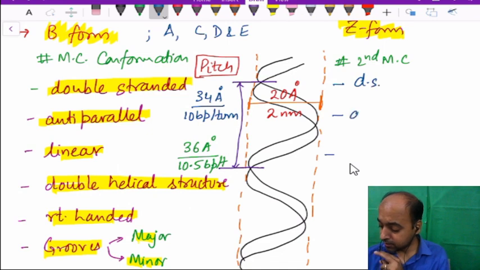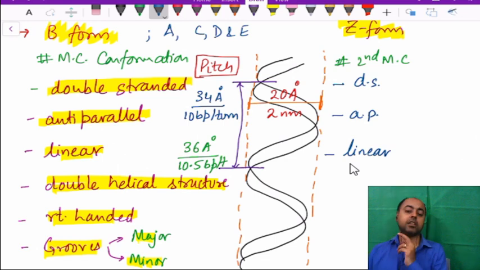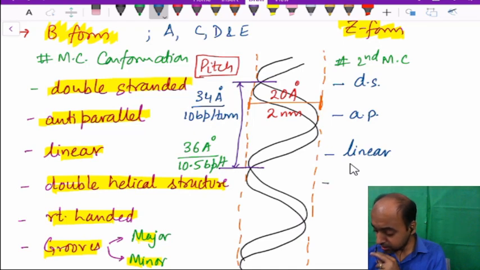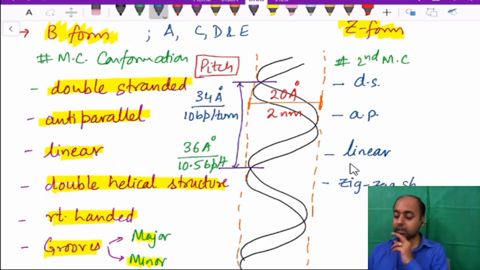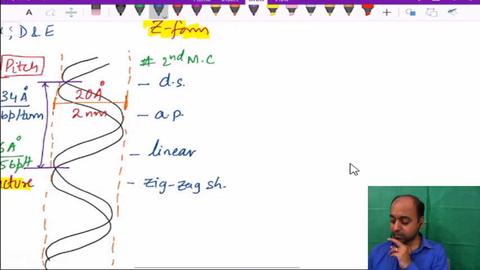Double stranded, anti-parallel, linear. Basically, they are the properties of DNA. They are the same. What will change will be the conformation. It doesn't have a double helical structure. It has a zigzag arrangement.